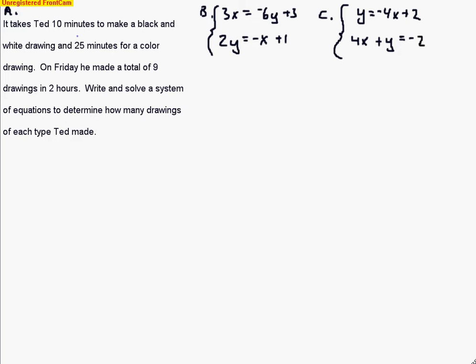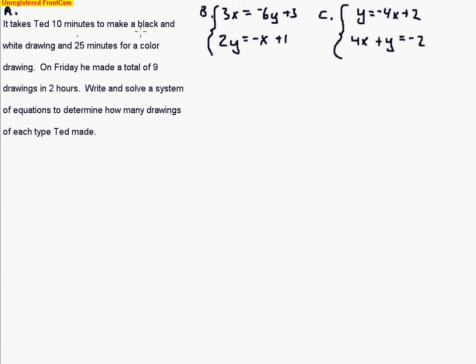In this part, we are going to write a system of equations to be able to solve this word problem. So let's take a look at it. It says it takes Ted 10 minutes to make a black and white drawing and 25 minutes to make a color drawing. On Friday, he made a total of 9 drawings, and it took him 2 hours. Write and solve a system of equations to determine the number of drawings.